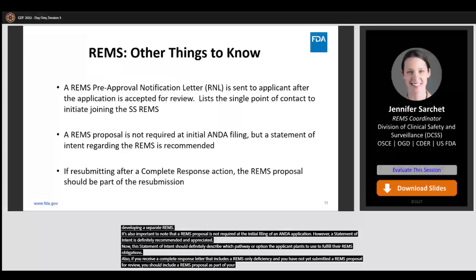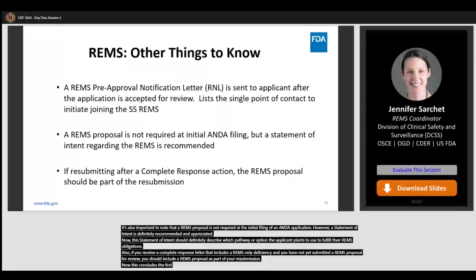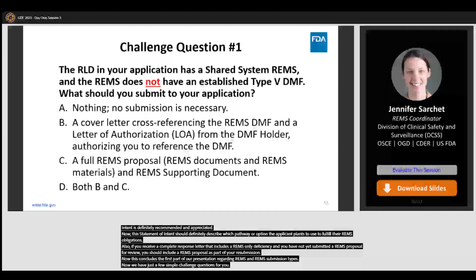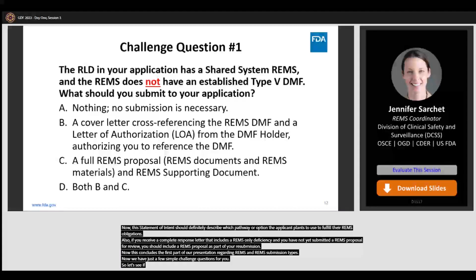Now, this concludes the first part of our presentation regarding REMS and REMS submission types. Now, we have just a few simple challenge questions for you. So let's see if I did my job teaching you just a little bit about REMS.